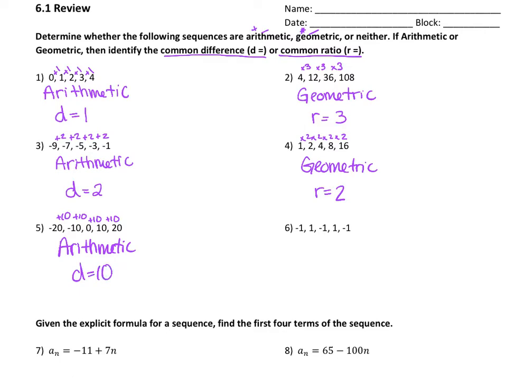Number 6 is a little bit tricky. I'm going negative 1, 1, negative 1, 1, negative 1. Well, negative 1 plus 2 would get me 1, but then I'd have to minus 2 to go to negative 1. So it's not going to be arithmetic. But if I do negative 1 times negative 1, that gets me 1. And 1 times negative 1 gets me negative 1. And negative 1 times negative 1 gets me positive 1. And positive 1 times negative 1 will get me back to negative 1. So this is actually a geometric sequence. It's kind of a funny one. My common ratio is going to be negative 1.